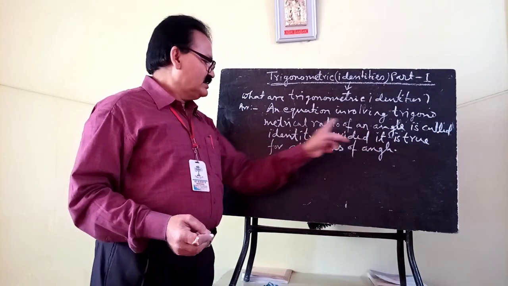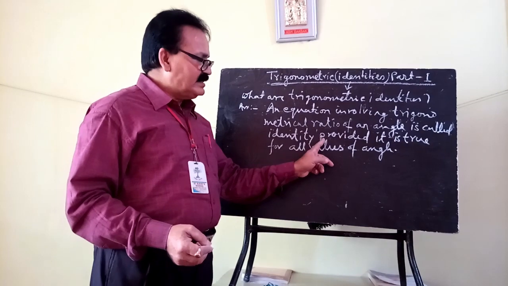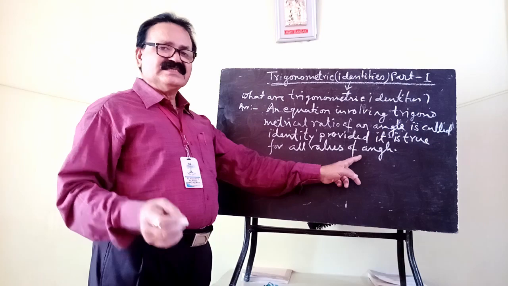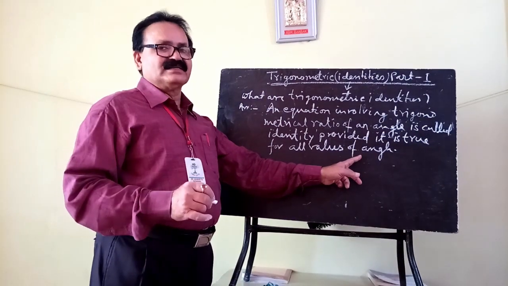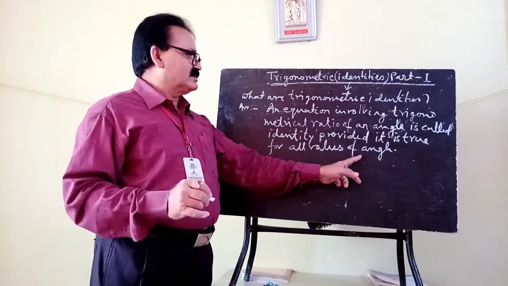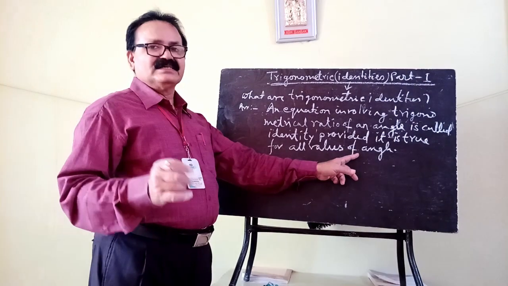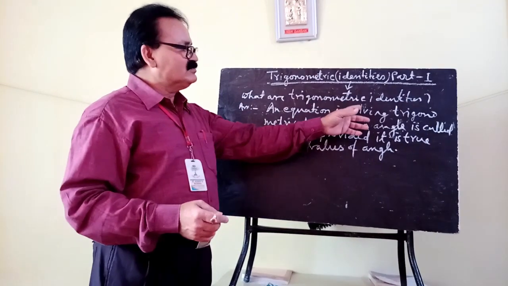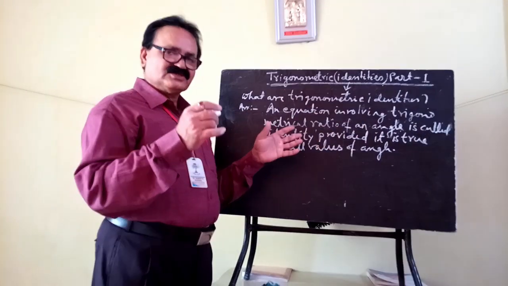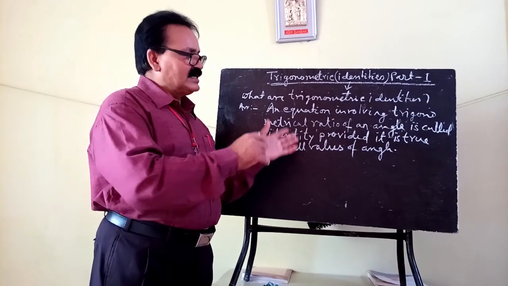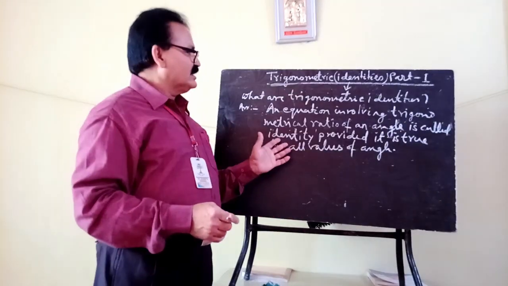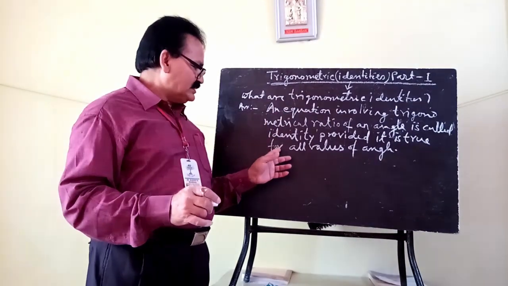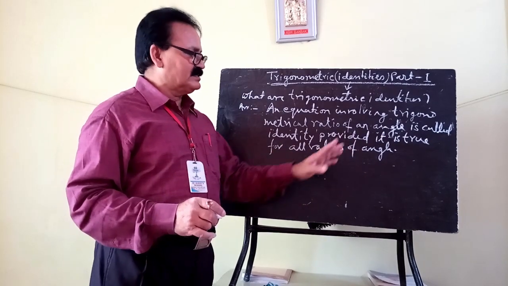of an angle is called an identity provided it is true for all values of the angle. So that means any equation of trigonometrical ratio for any particular angle should be true. Equation means it must possess left hand side and right hand side also. For any values of that angle, if it is true for left hand side, the same value if you obtain on the RHS, then such equation is called trigonometrical identities. That means it is true for all values of the angle.